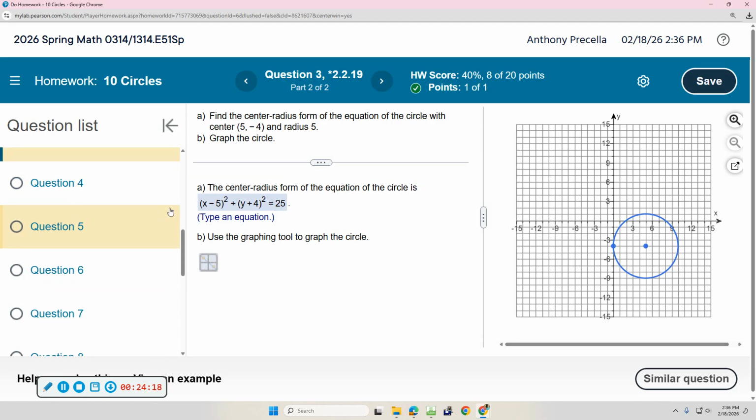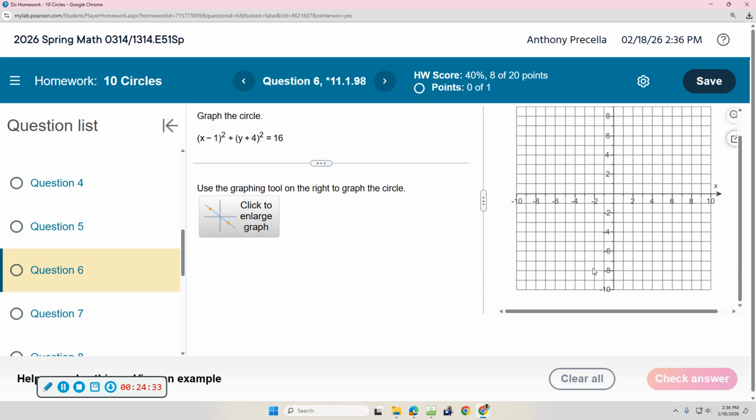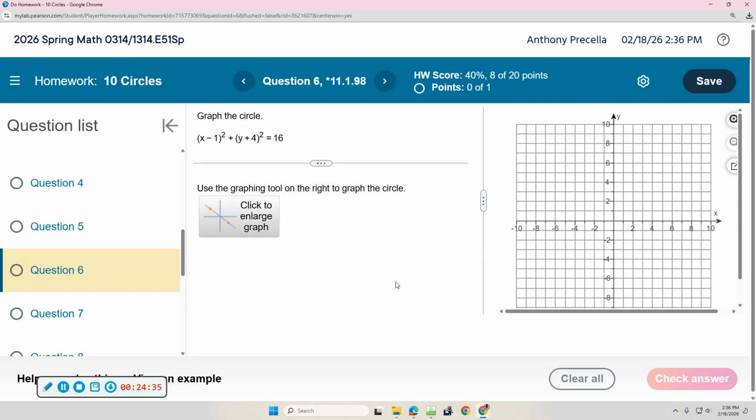4 and 5 are just like number 3. Find the center radius form and then draw it. So number 6, though, is different. All they've asked us to do is graph the circle. They gave us an equation. Let me write the equation down.